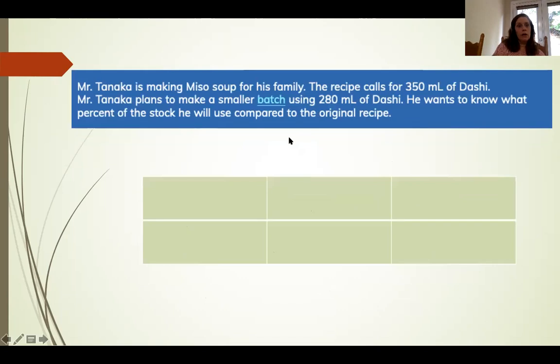Okay, here we go. They're making soup, miso soup. The recipe calls for 350 milliliters. They want to make a smaller batch of 280. So again, my part over my whole. So part over whole. My part is 280. Notice the numbers are not always in the order in which you read them. You have to think about them. And I'm trying to get all the way to 100.